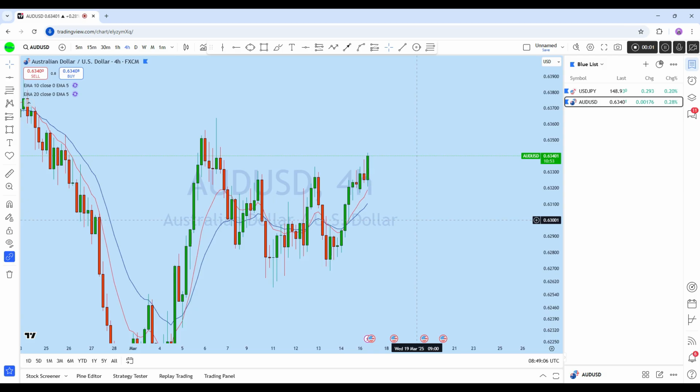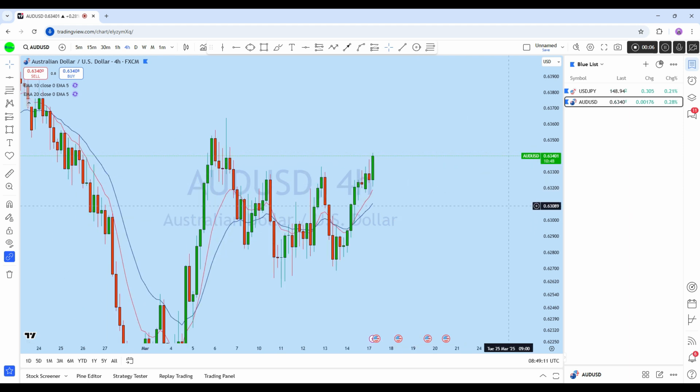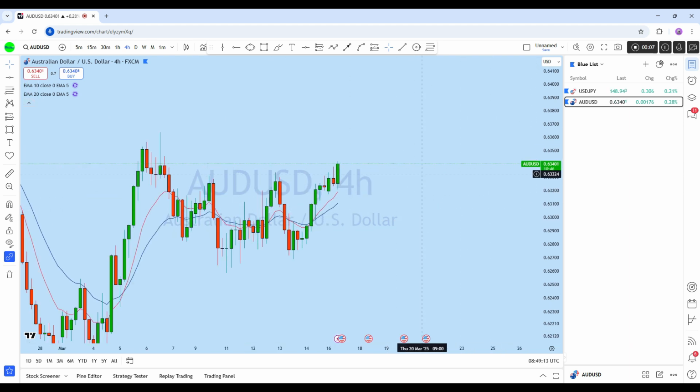Hello trader, this is a multi-time frame analysis on AUD USD and dollar yen. Let's see what kind of trading opportunity we have in both of these instruments.